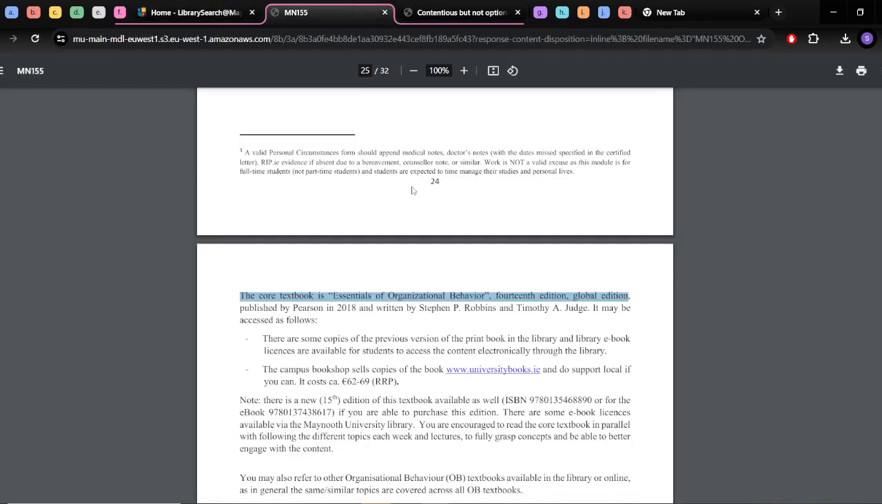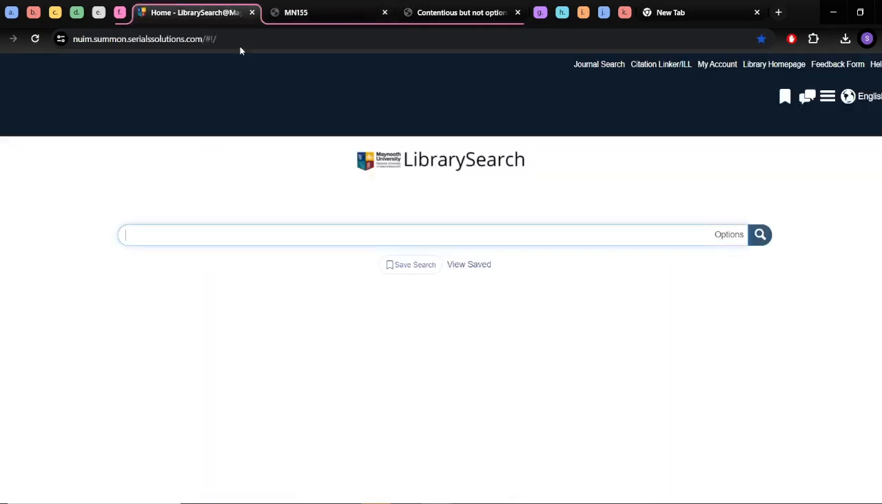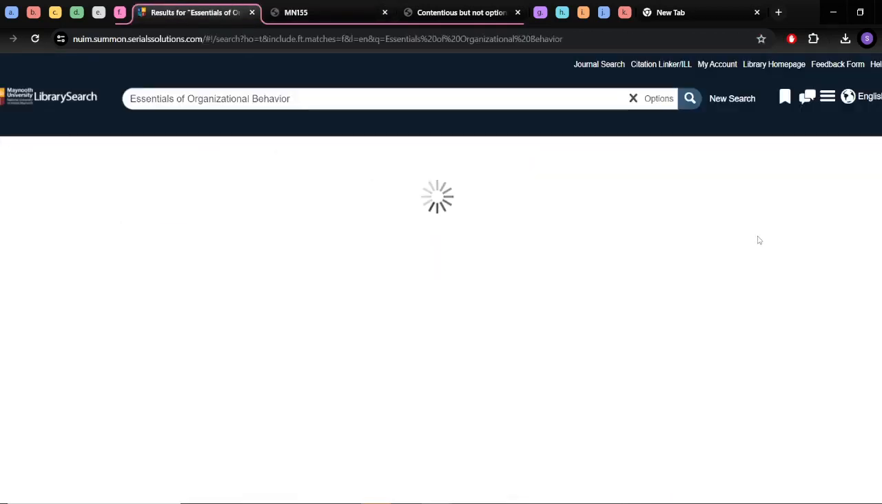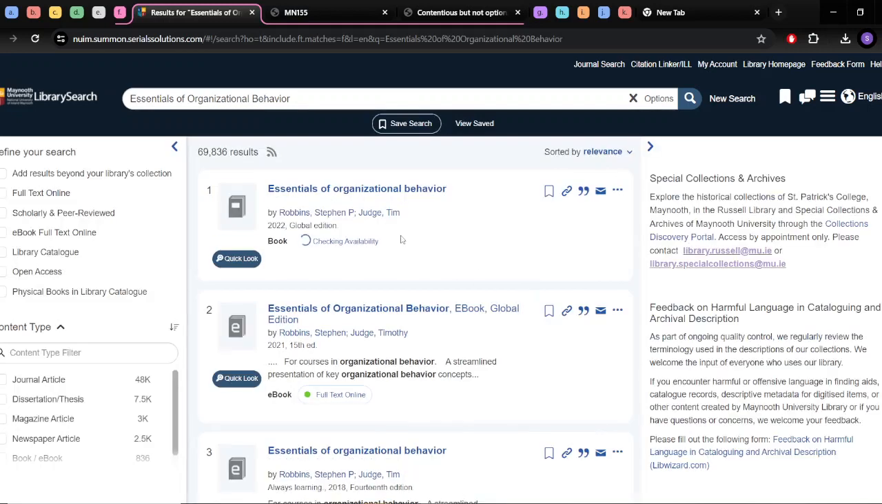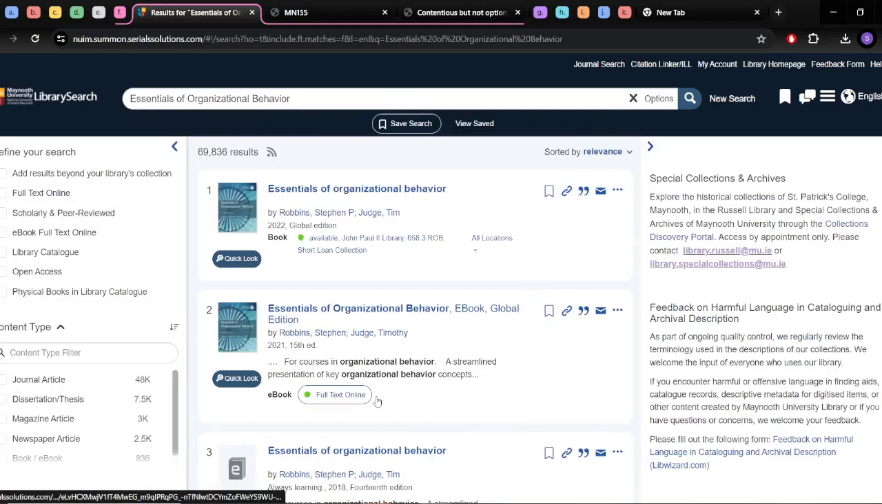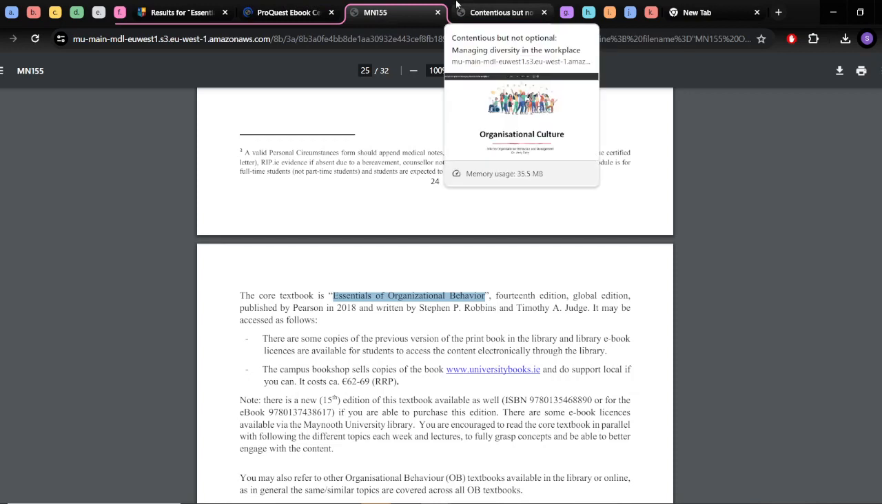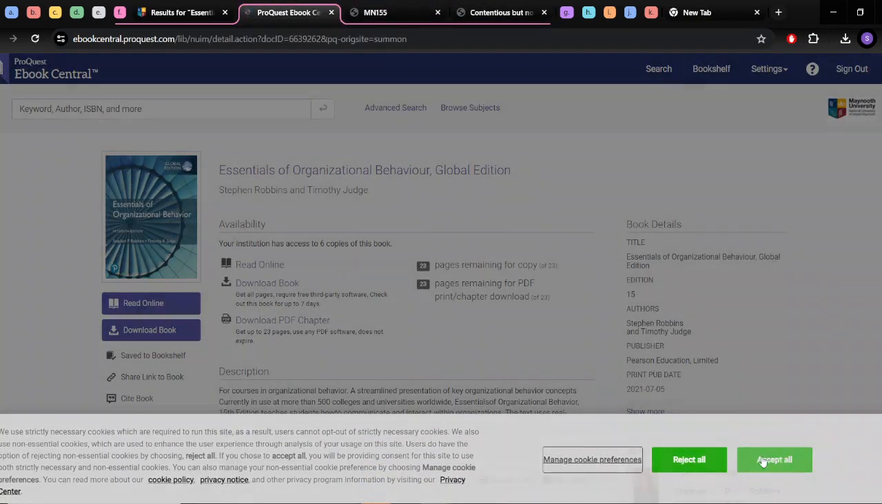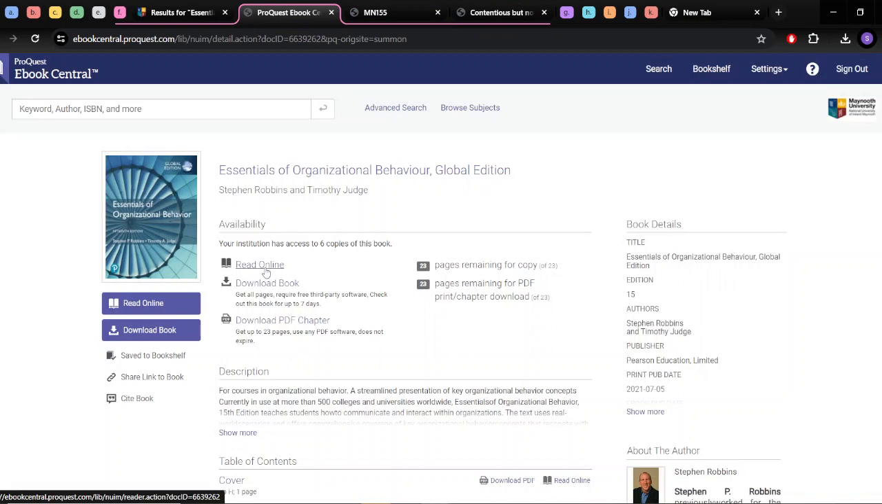And then in the outline on page 25, we have what the title is. So it's called Essentials of Organizational Behavior. And if you just look that up, you can go here. And here it says full, the second one is going to say full text online. So you can click on that. Sorry for it being slow. Okay, and then you can literally just say read online.